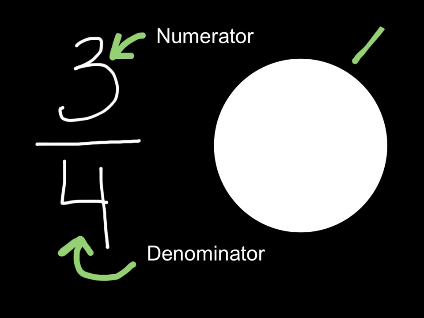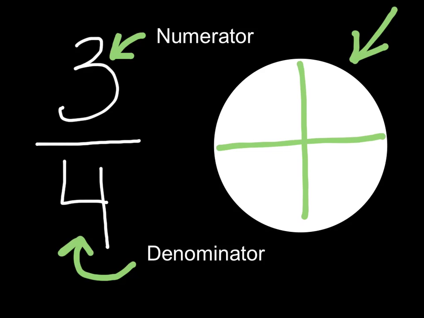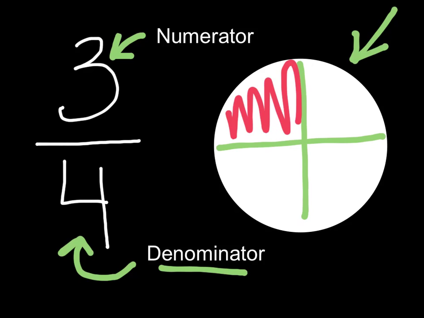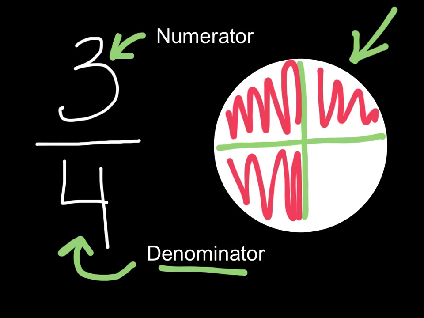So for example, here I have a whole circle. I'm going to divide it into 4 pieces because that is what my denominator says. The top number tells us how many of those pieces we should shade in. So my numerator tells me that I have 3, so I'm going to go ahead and shade in 3. And this will give me 3/4 of a whole.